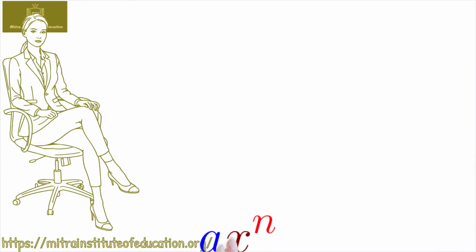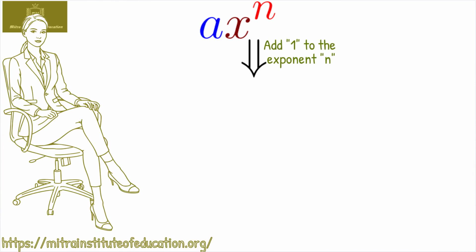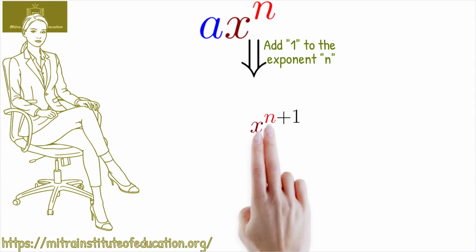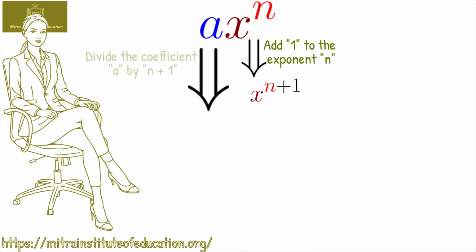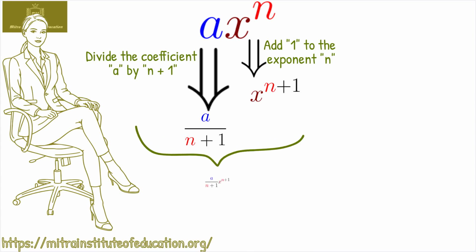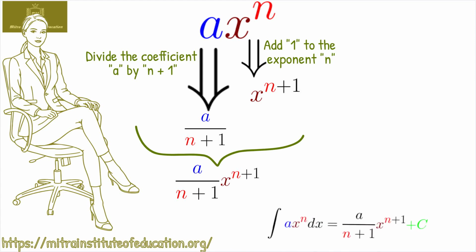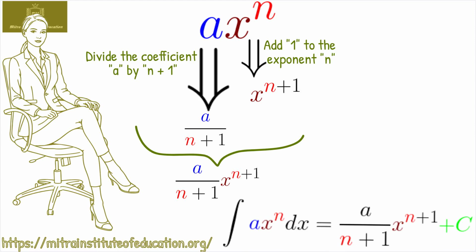To integrate a term like a times x raised to the power of n, you can follow these steps. First, add 1 to the exponent n. Then, divide the coefficient a by this new exponent. Finally, you will have the result as a divided by n plus 1 multiplied by x raised to the power of n plus 1. This process helps you find the integral of a term of this form.